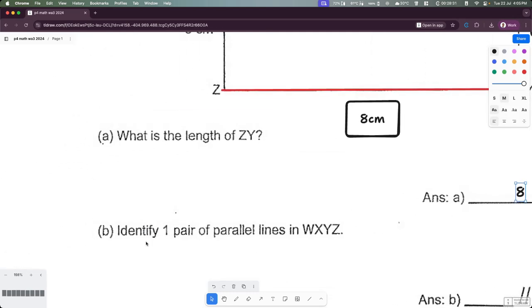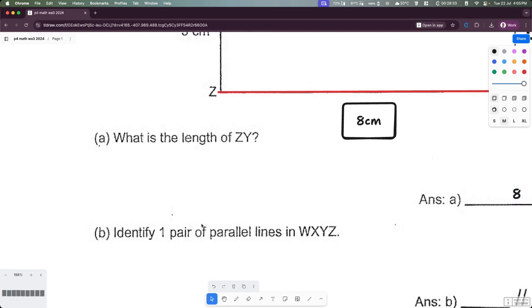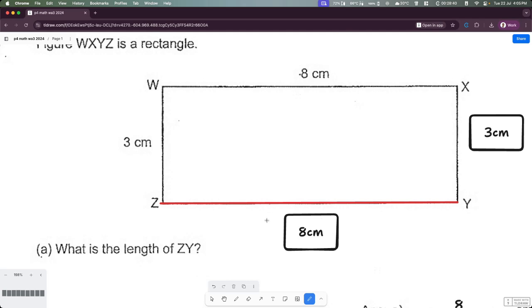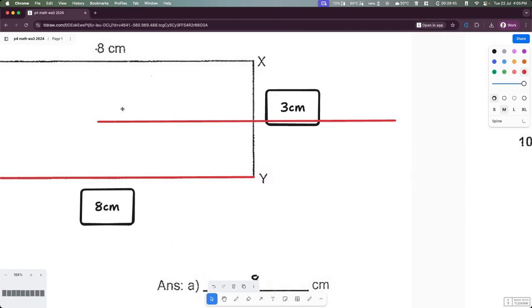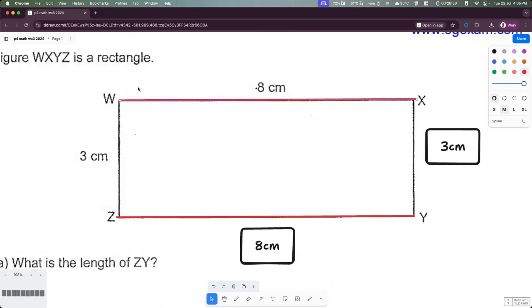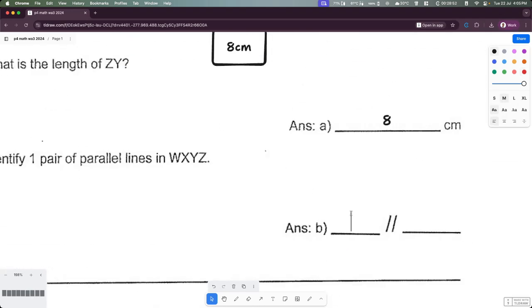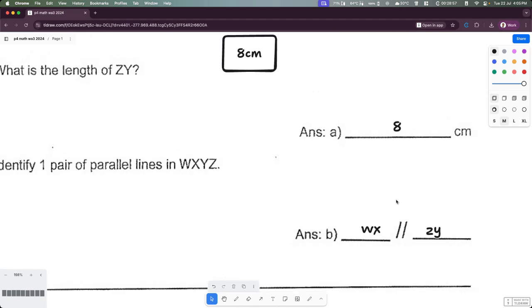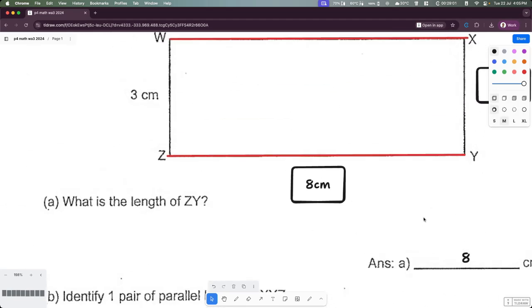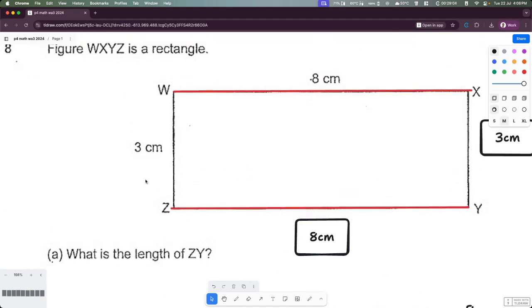All right, next one. Identify one pair of parallel lines in WXYZ. There's actually two answers to this. If you go back to ZY, the ZY over here is actually parallel to WX. So we can just put WX and ZY. Make sure everything is in capital letters, ZY. Or is there another pair of parallel lines?